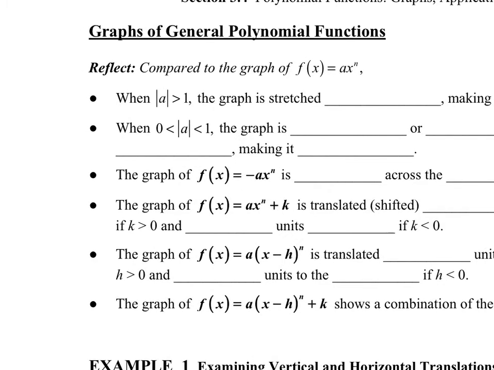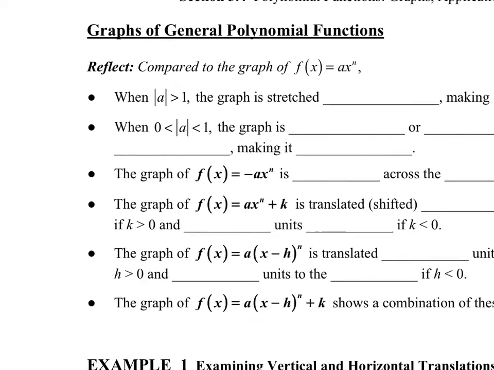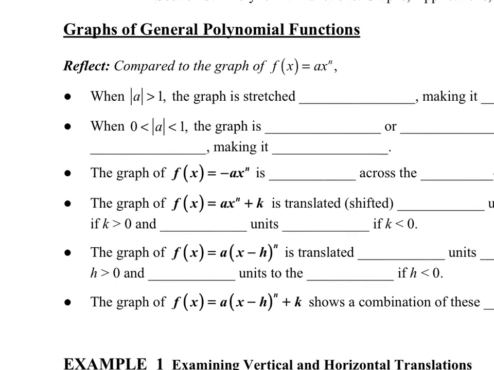Graphs of general polynomials. Okay, so we're looking at that again, except now he's adding some stuff. We're going to talk about what happens to A. We're going to talk about what happens if I add a number. We're going to talk about what if I add a number into the x. Okay, just like we did with our parabola. When the A is greater than 1, and I do the absolute value, it doesn't matter if it's a -5 or a 5. The graph is stretched.